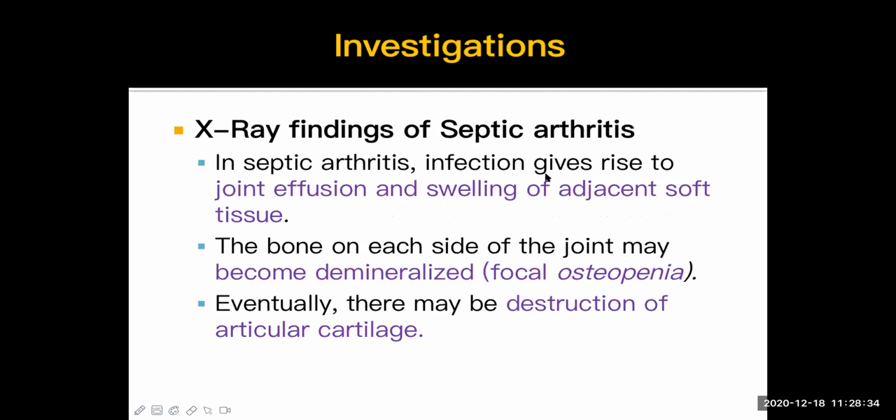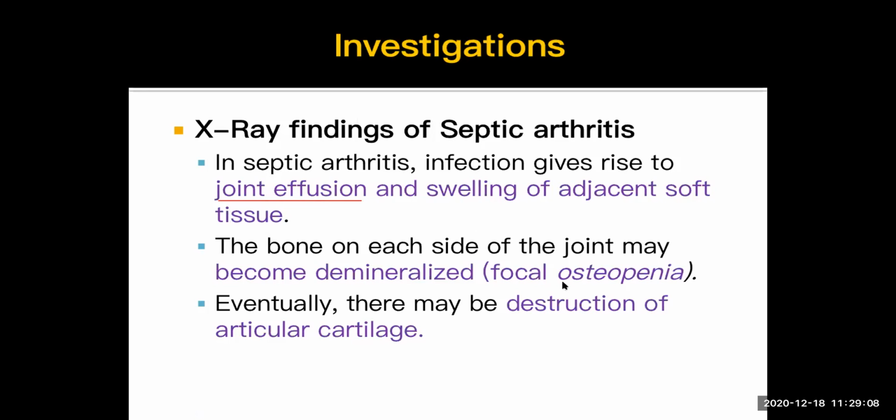Now see that? So again, some more important points or a bit of elaboration. In septic arthritis, infection gives rise to joint effusion and swelling of the adjacent soft tissue. Joint effusion. What do you mean by joint effusion? What is the meaning of that? Yes? Collection of fluid in the joint space. Excellent. Okay, same type of term like pleural effusion or pericardial effusion. Collection of free fluid inside the joint is called joint effusion.